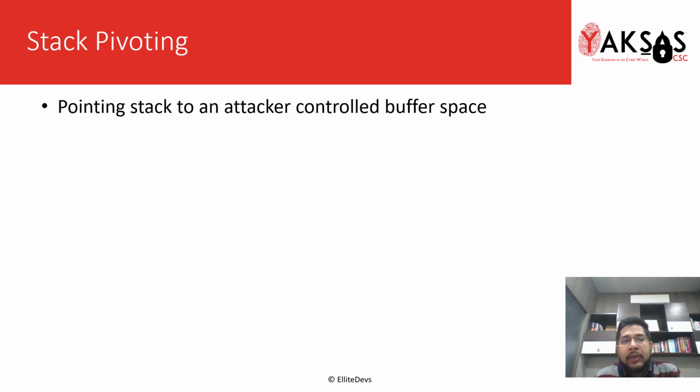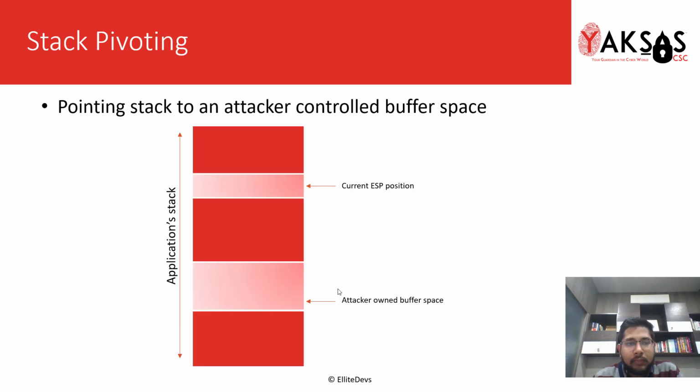Another technique that we'll be learning in this module is stack pivoting. Stack pivoting basically means that you point the stack to an attacker-controlled buffer space. At times, there might be situations wherein you need your exploit to do certain operations on the stack. For this, we'll need control of ESP, that is the stack pointer. Now, let's assume that this is an application stack, this is the current ESP position, and this is our attacker-controlled buffer space. We want to do certain operations here, but since our ESP is pointing at this address, we won't be able to do that.